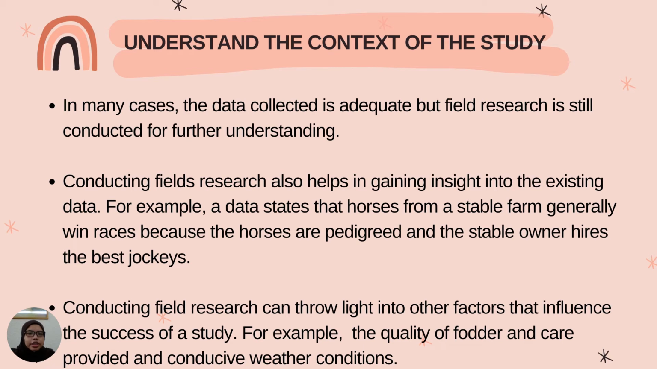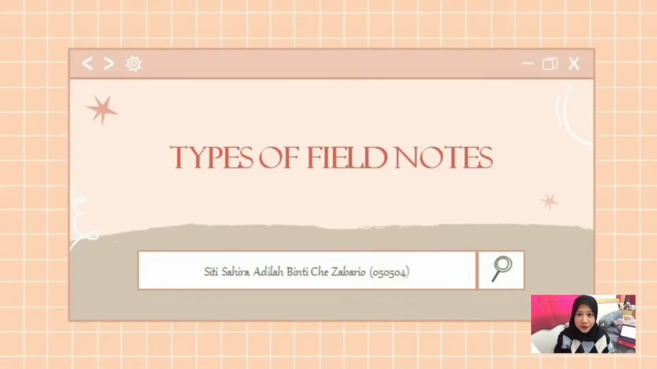For example, like the situation of the horses, the researcher only claims that the best jockey is the reason why the horses win and leaves out other important information such as the quality of the fodder, care provided, and the conducive weather conditions.